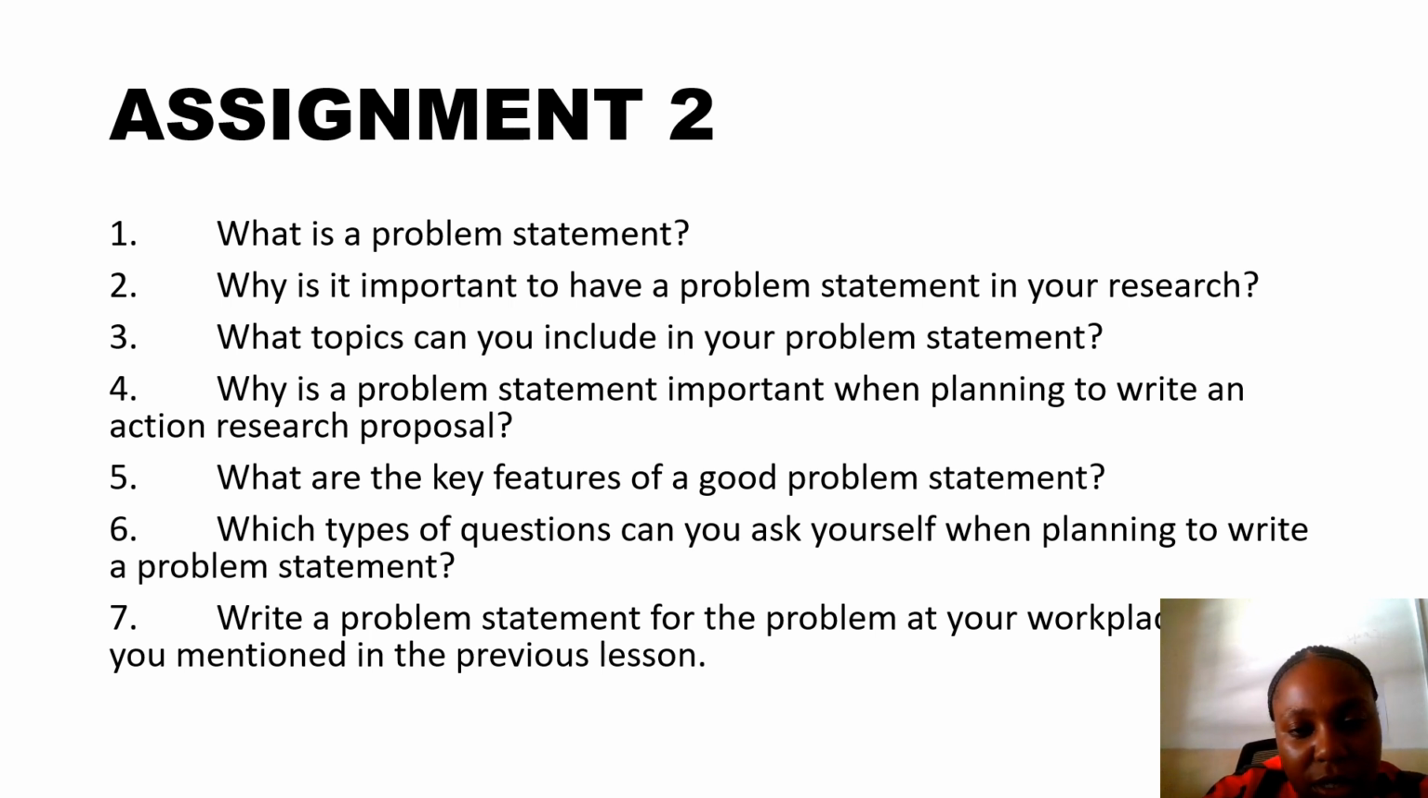Then, why is it important to have a problem statement in your research? You can also write reasons why you think it's important to have, or maybe it's not really important. Then number 3, what topics can you include in your problem statement? So you look at the problem which you have identified in lesson number 1. Then after looking at it, you can try to brainstorm which topics you can include in your problem statement. Of course, we know the format of the problem statement: you start with the problem, background, relevance, and then objective or proposed solutions. So now you can try to think what you are going to write under your problem statement.